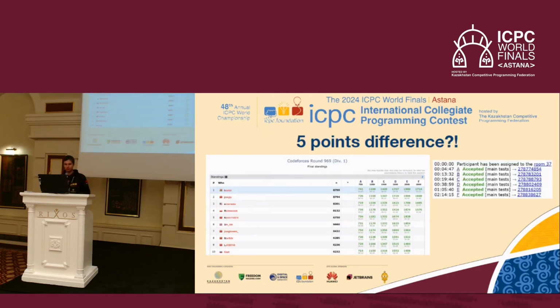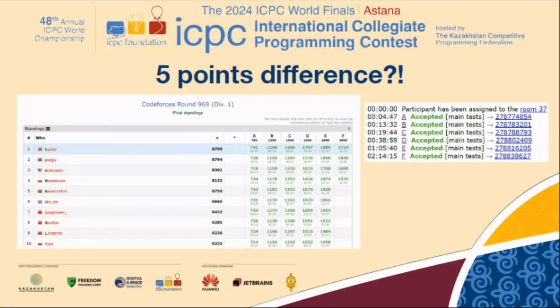Okay, let's talk about this. So this is the last Codeforces round that I did. I guess, yeah, I won by 5 points, which was very lucky. And, you know, if I had solved problem D just 2 seconds slower, then I would not have won, right?